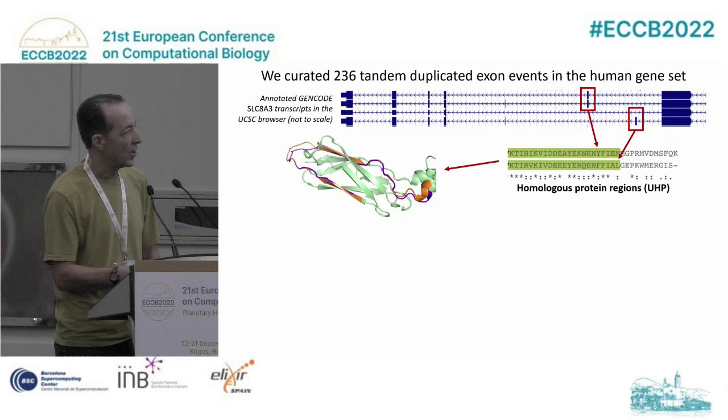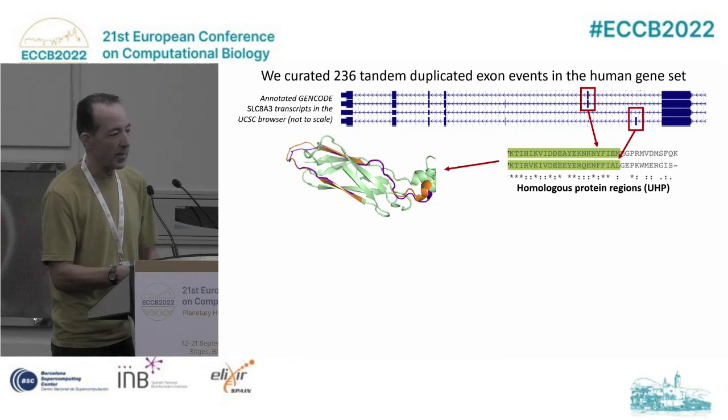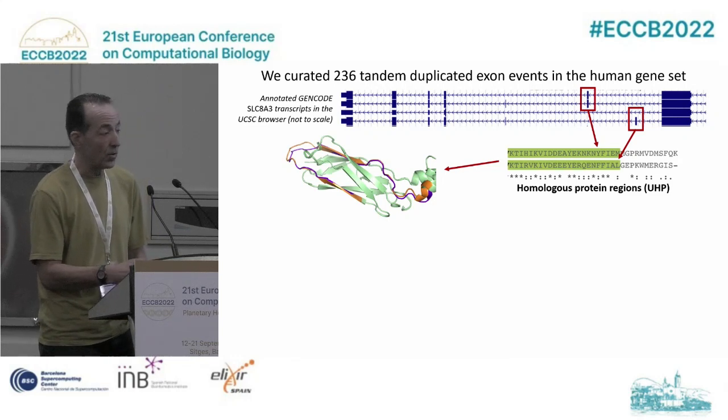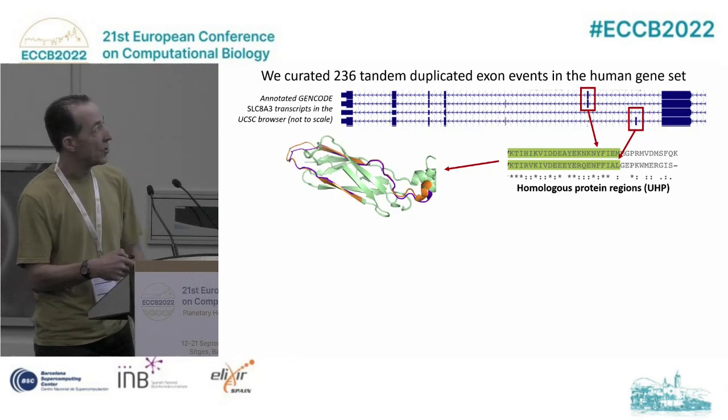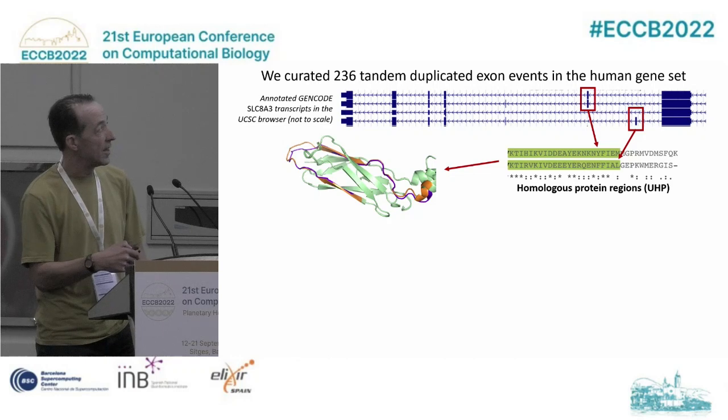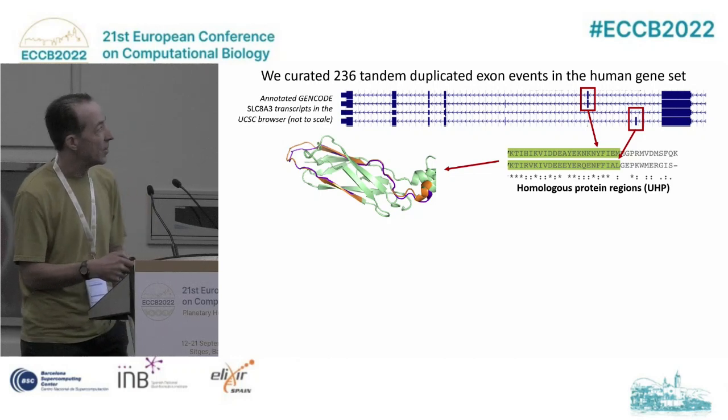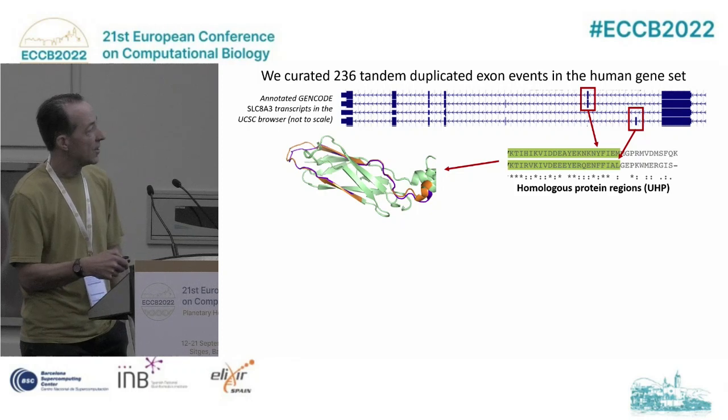It's important to note here that I'm calling these homologous protein regions UHP regions. I'll mention that a bit later on. That's because it's really a mouthful to give them any other name. And then obviously these two homologous sequences generate two very similar proteins. You can see them here. This is the same protein, and the orange bits and the purple bits are the homologous regions here.